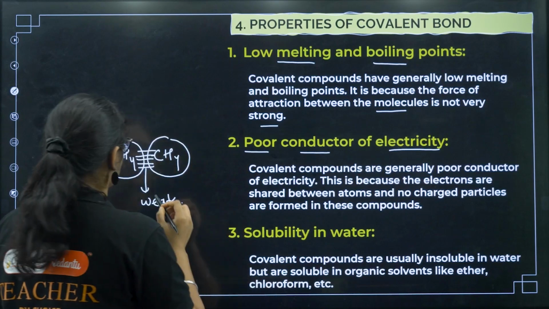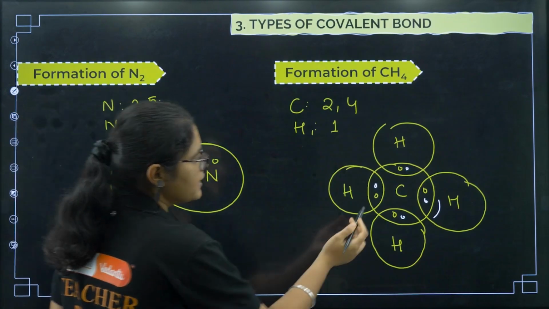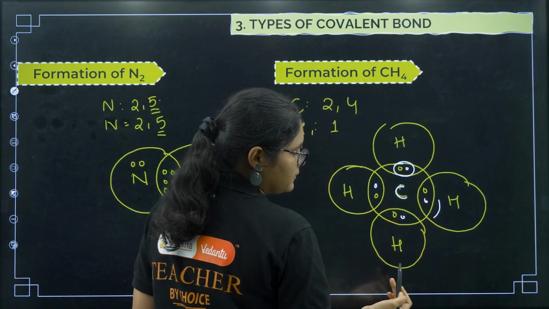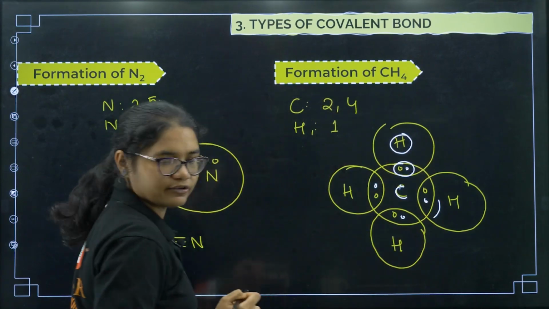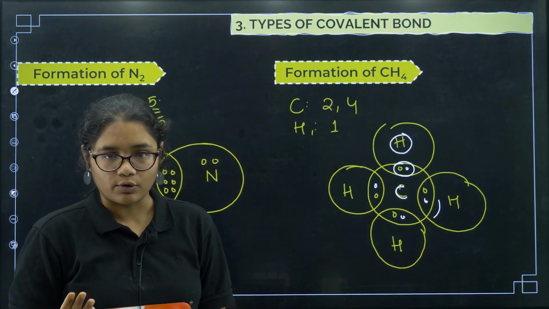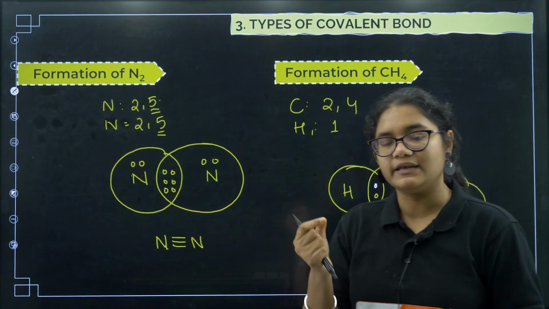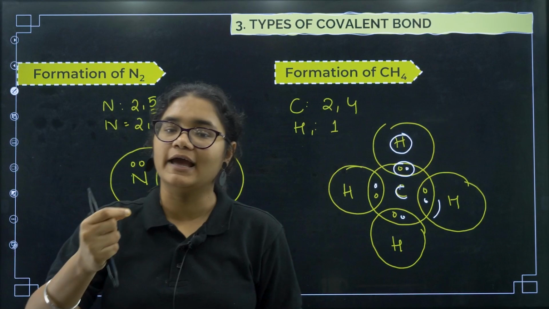Now what happens in a covalent compound, if you see this one, right? You see these electrons will be attracted by the nucleus of carbon, right, and by the nucleus of hydrogen. So there are no free electrons. For conduction of electricity, always remember we need two things: either free ions or free electrons.